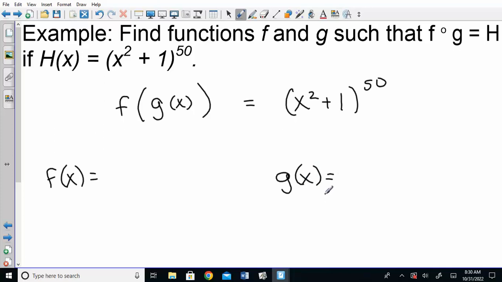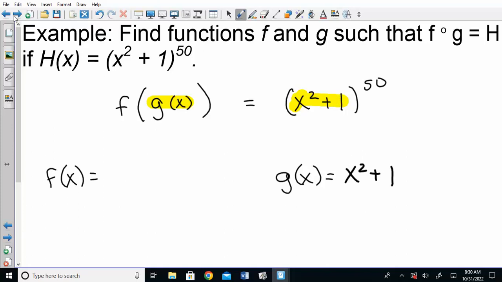So let's think about this. When we work through them, g is my inside function. What's on the inside over here? X squared plus 1. All right, so that'll work for my g of x. There are sometimes multiple correct answers on this one, but this is probably the easiest way. Your inside is my g. Is everybody okay with that?